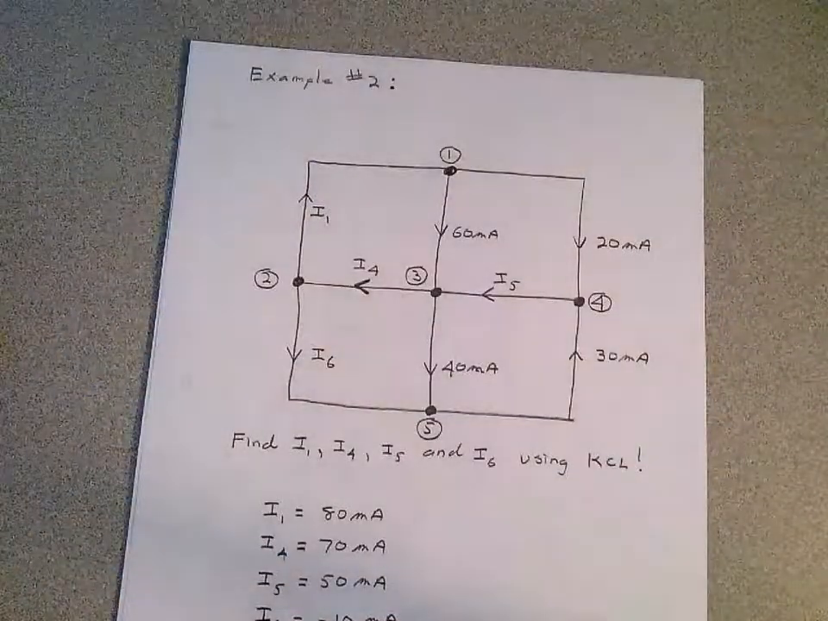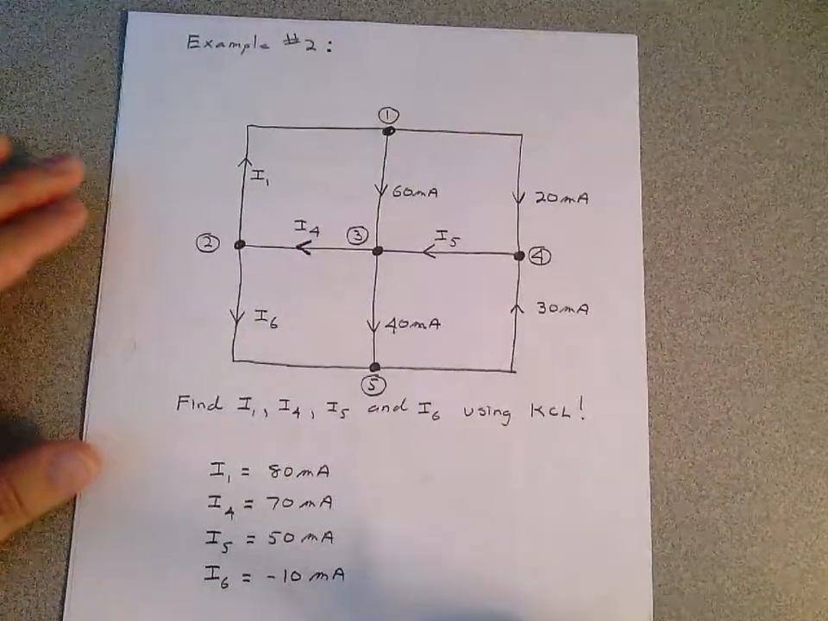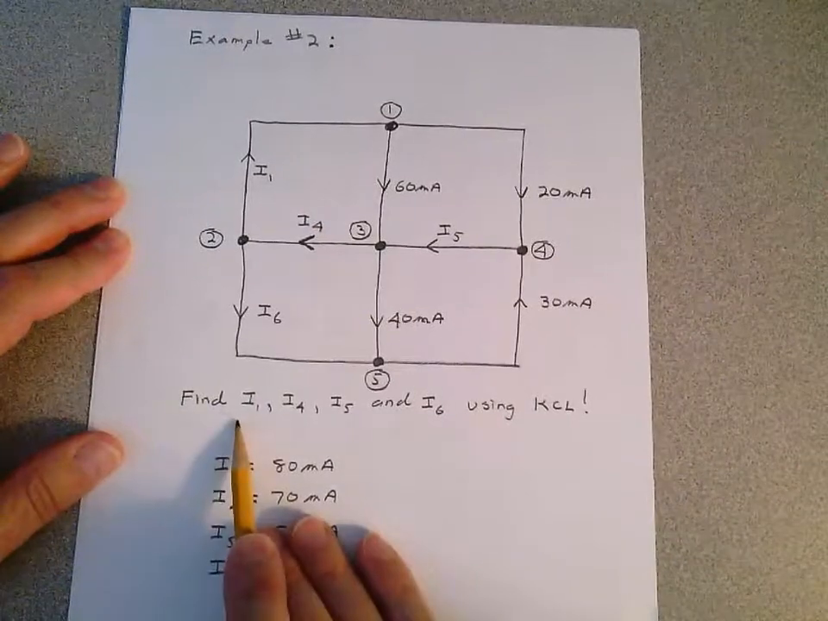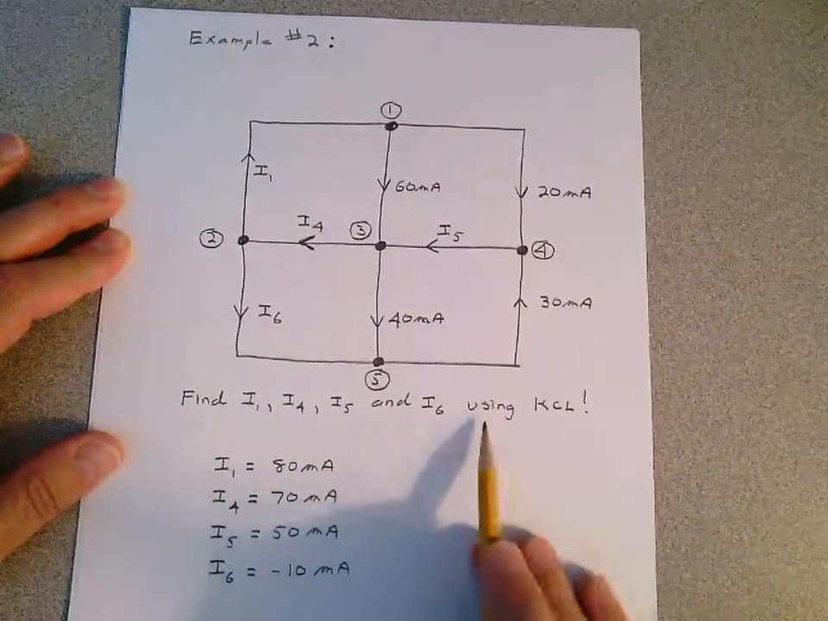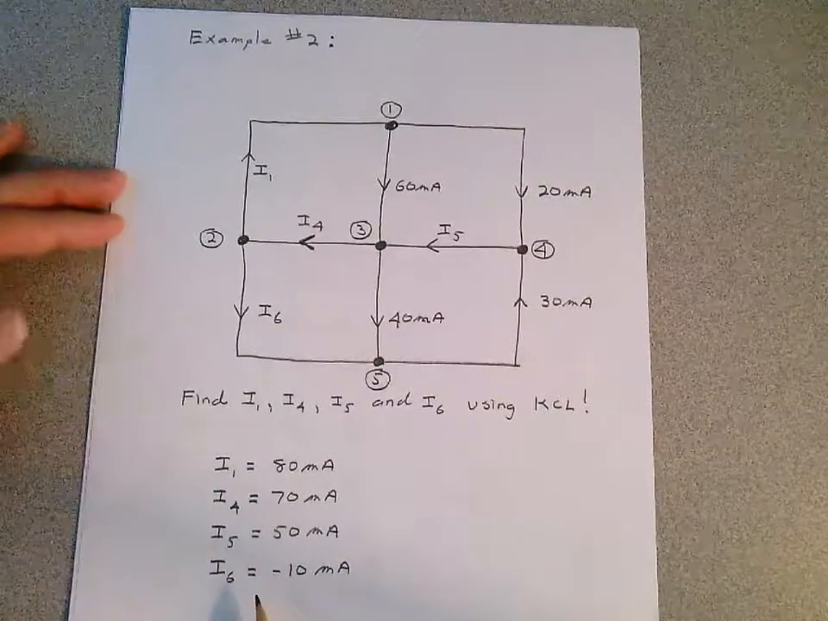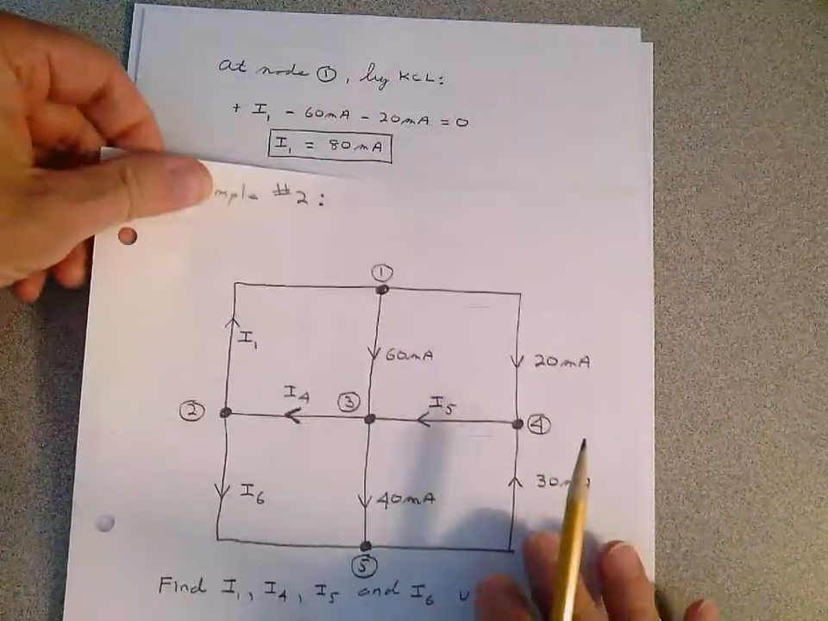Continuing on. Let's take a look at example 2. There's another network, and I want you to find I1, I4, I5, and I6 using Kirchhoff's current law. And here's the answers. Well, let's take a look. Let's do a couple of them.